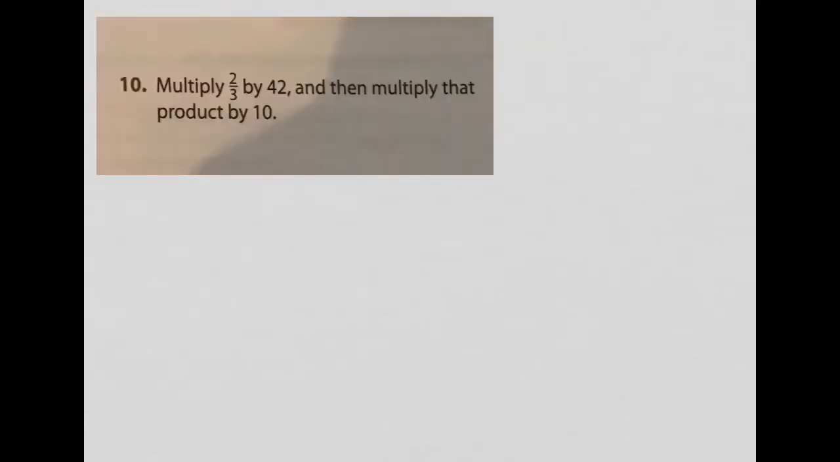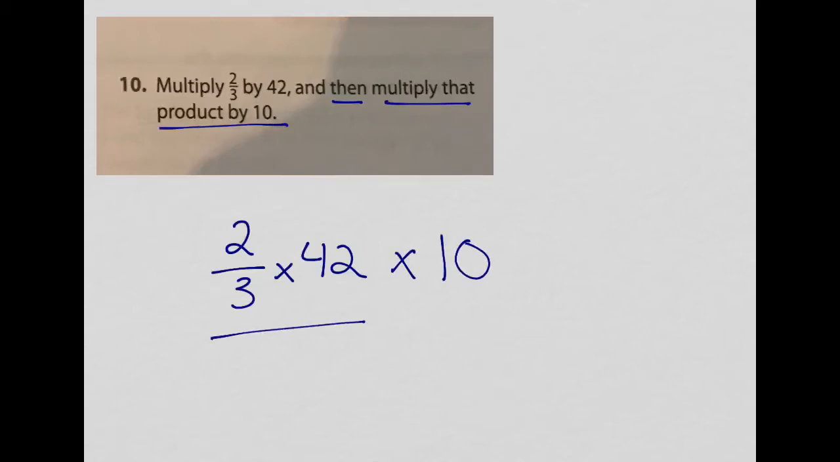I want to do one more worked example. This is question number 10. Multiply 2/3 by 42 and then multiply that product by 10. Okay, so I see multiply 2/3 by 42. 2/3 times 42. Then multiply that product by 10. So I need this product first, then I'm going to multiply by 10.